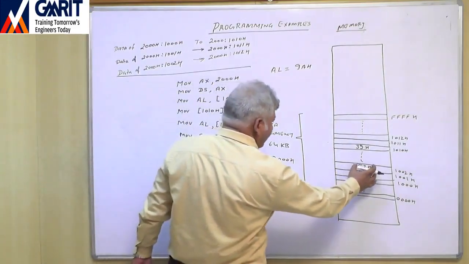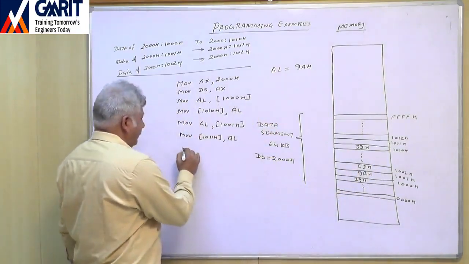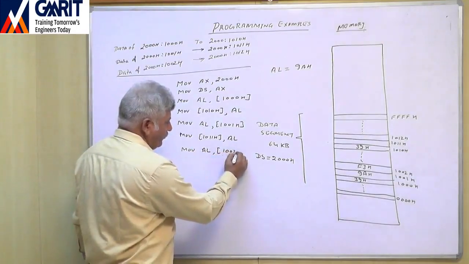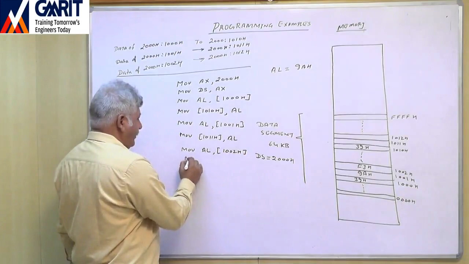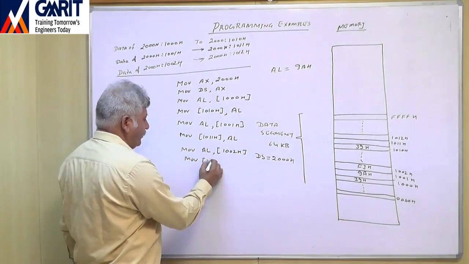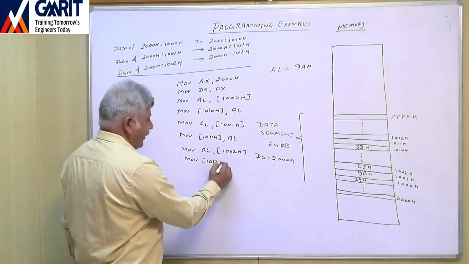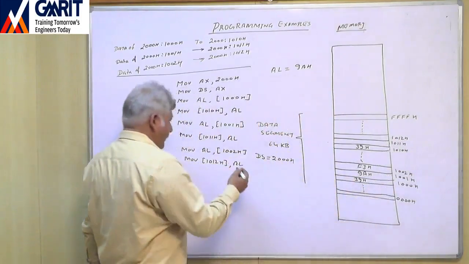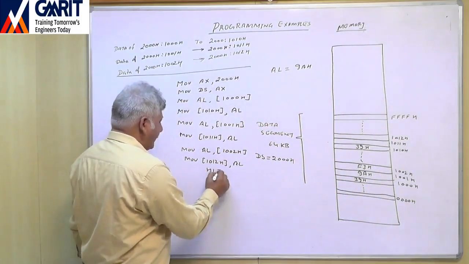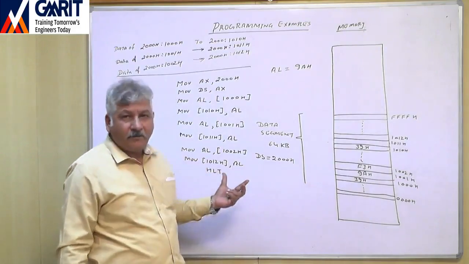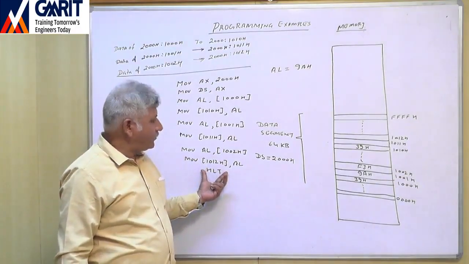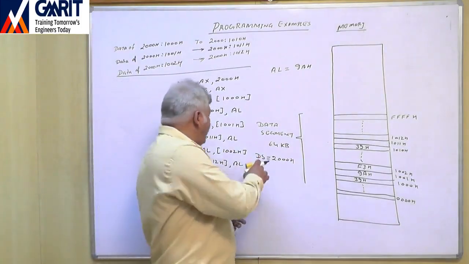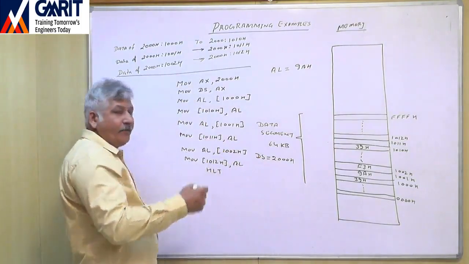Same way we will transfer our third byte. For this, MOV AL, [1002H] and MOV [1012H], AL. And in the last we will write the instruction HLT. HLT means halt. So when the program comes across the opcode of this instruction, it will stop. So in this way, we can transfer 3 bytes.